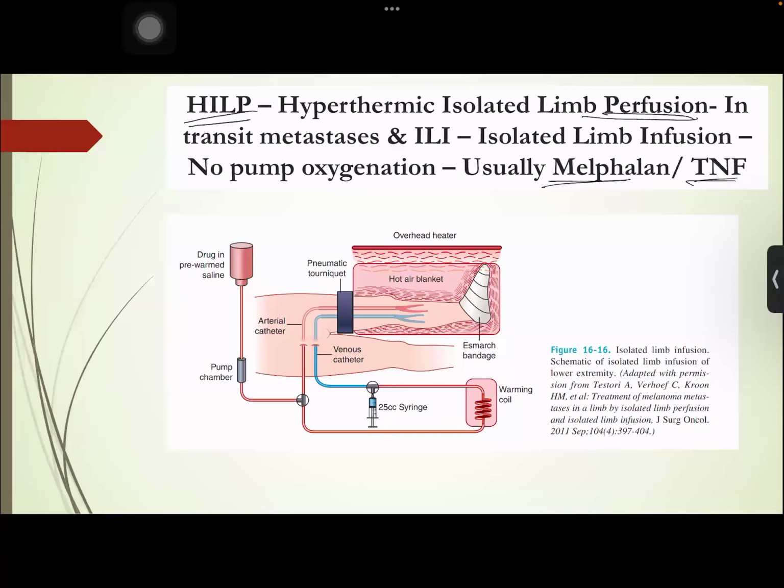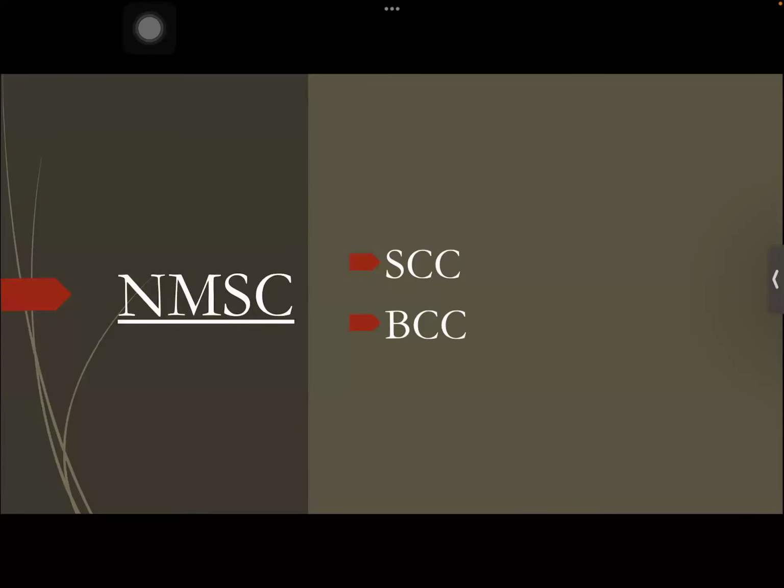In isolated limb infusion, you do not use pump oxygenation. That is the difference between the two. It is a less restrictive procedure. The tourniquet will not be very commonly used in isolated limb infusion. So that is the difference between ILP and ILI.